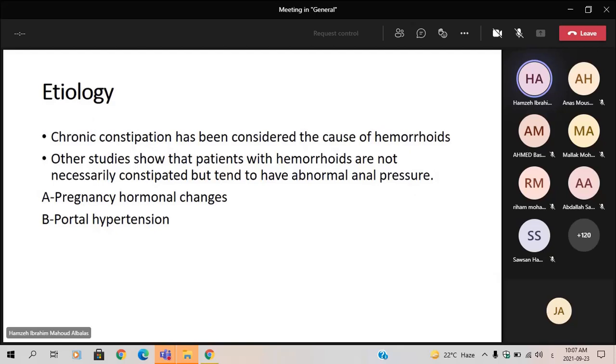Many patients present in pregnancy due to hormonal changes, or with portal hypertension. So we have to take a deep history to rule out portal hypertension and liver cirrhosis, because any surgery on a patient with hemorrhoids can lead to massive bleeding, especially if the patient has portal hypertension. In pregnancy, we can change the lifestyle and give medication. After delivery, we can give medication or do surgery.